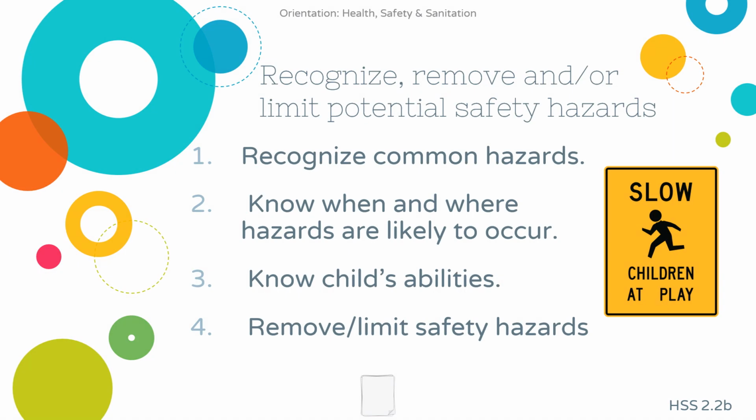When it comes to preventing injuries, there's no magic formula, but there is a solid plan. If you want to reduce the risk of safety hazards in your classroom or outdoor space, you need to focus on 4 key steps. Let's walk through them one by one. Step 1. Recognize common hazards. This is your foundation. You can't fix what you don't see, so it's critical that you learn to spot the things that pose a risk.